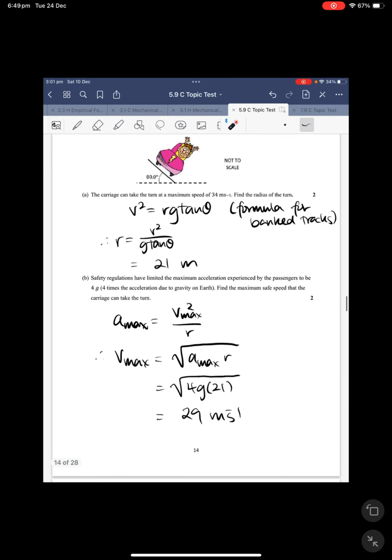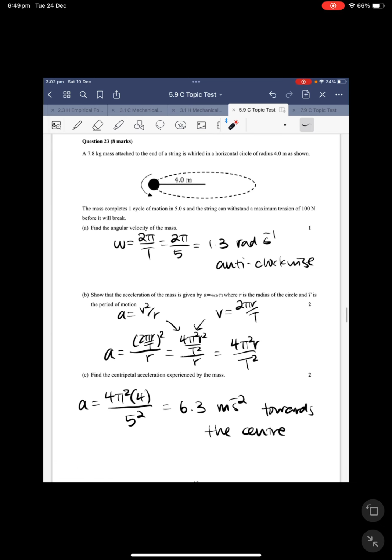Alright. And it says that the maximum acceleration we can get safely is going to be 4g, 4 times the gravitational acceleration. And we want to find the maximum safe speed that the carriage can take the turn. Here it's even simpler. We just need to use our good old equation, a equals v squared on r. That's the centripetal acceleration formula. Rearrange that for velocity, and you should get that velocity equal to the square root of the maximum acceleration, which is 4g, times the radius of the curve, which is 21, and you should get 29 meters per second.